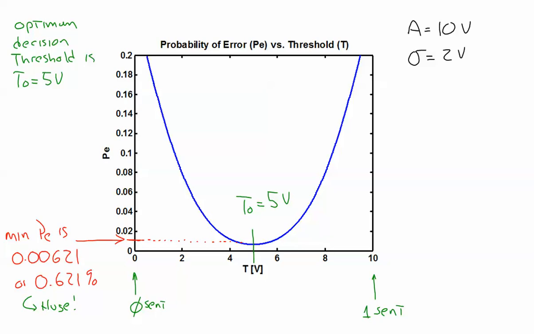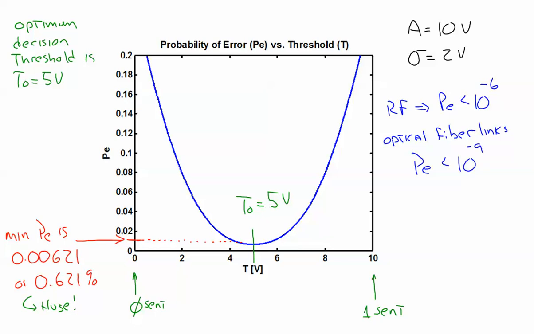All right. For RF data, in other words, your cell phones talking to cell towers, for radio frequency data communications, we typically like to have probabilities of error less than about 10 to the minus 6, meaning that 1 bit in a million is in error. For optical fibers, we typically like to have probabilities of error that are less than 10 to the minus 9, meaning that 1 bit in a billion is in error.